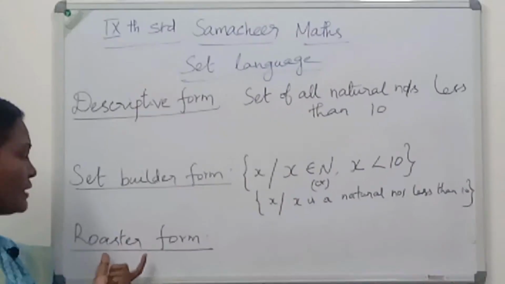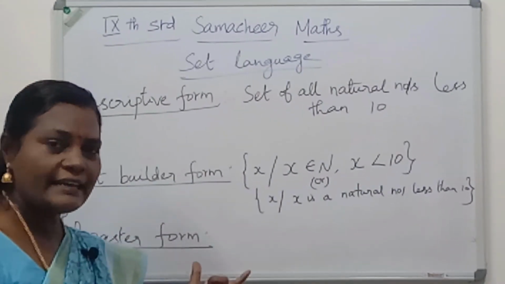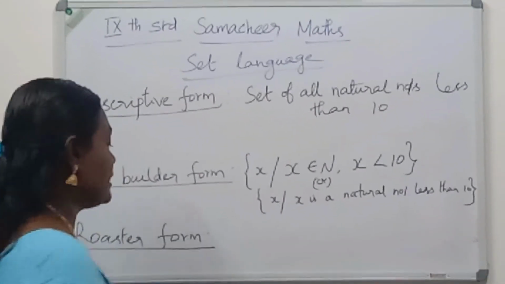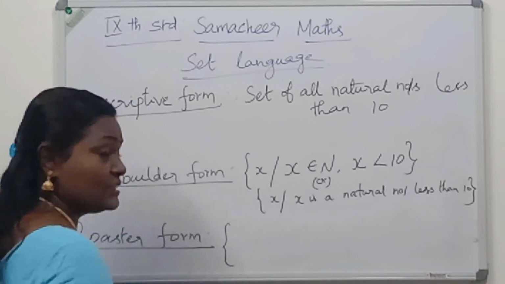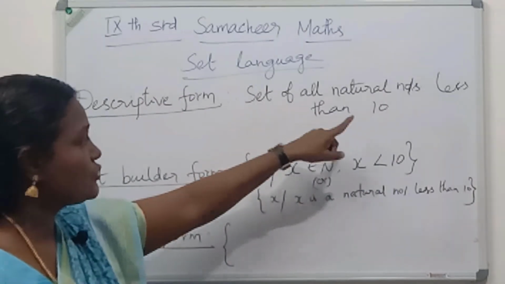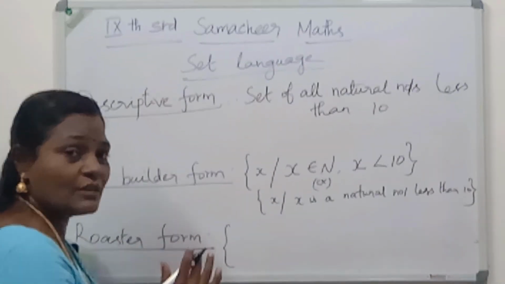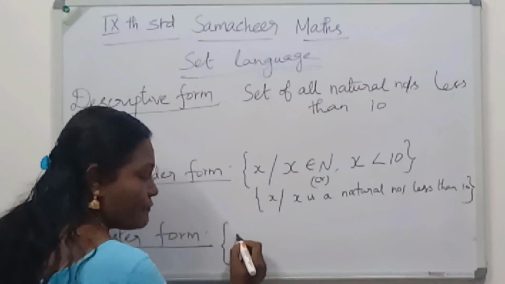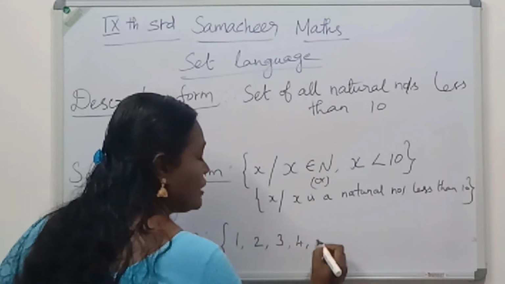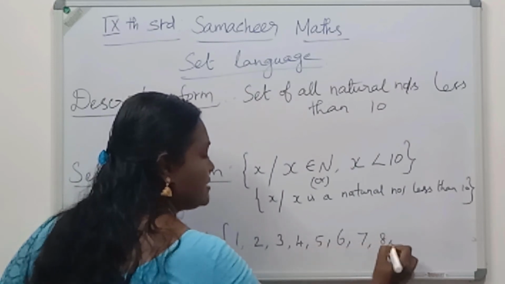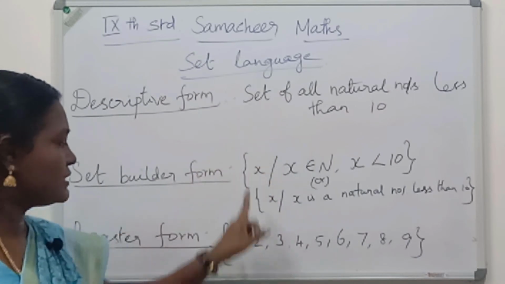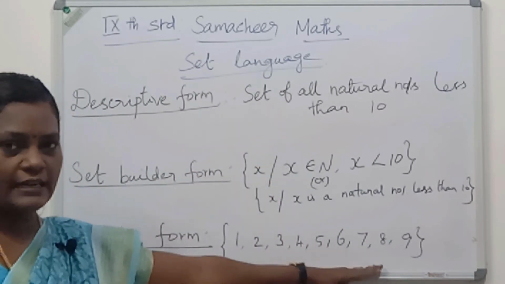Roster form: we have to write the elements of the set directly inside the curly brackets. This is called a roster form. Here we have to list every element of the set of all natural numbers less than 10. Natural numbers start from 1, so the elements start from 1, 2, 3, and because it is less than 10, we go up to 9, writing 7, 8 and 9. So in this roster form we have represented the given set as 1 to 9.